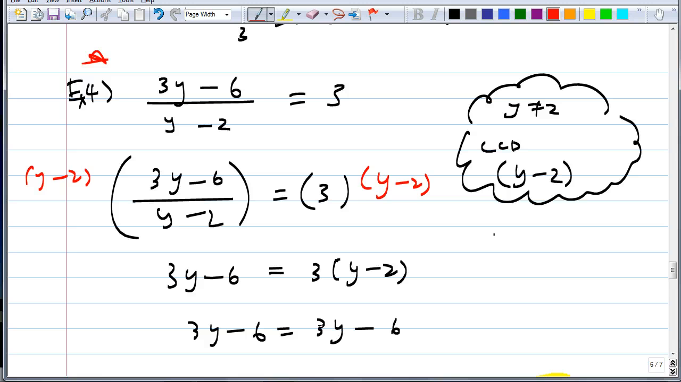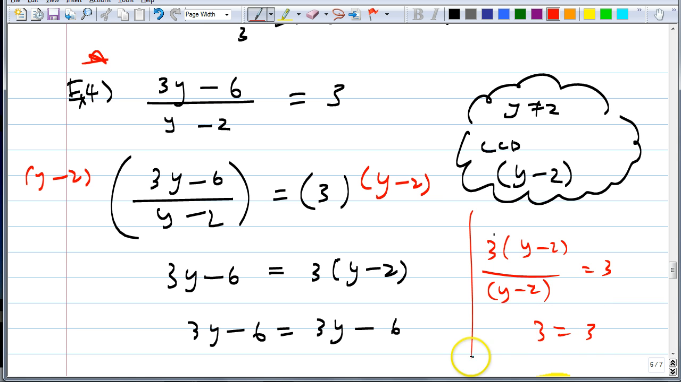In other words, if the left side equals the right side. Some of you did it this way: 3 times y minus 2 over y minus 2 equals 3. You cancel out those y minus 2's, even though I told you not to cancel those out yet. But anyway, you get 3 equals 3. That's another way of doing it. But the one on the left is better, because you don't want to divide by factors that contain variables, since you lose your solution.